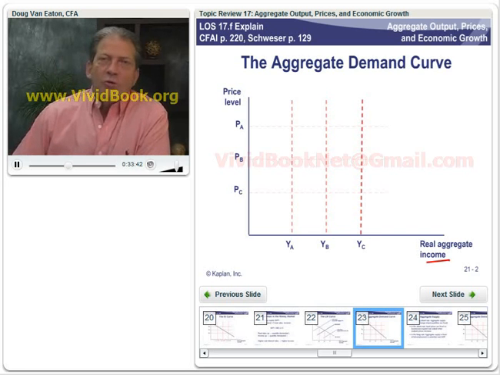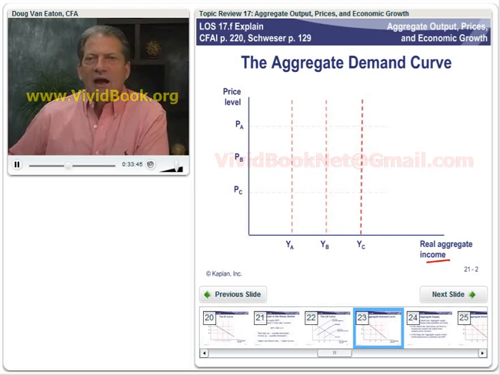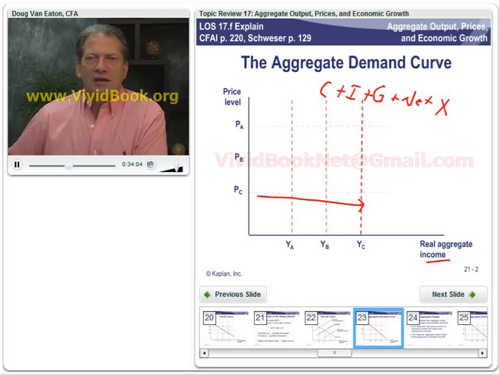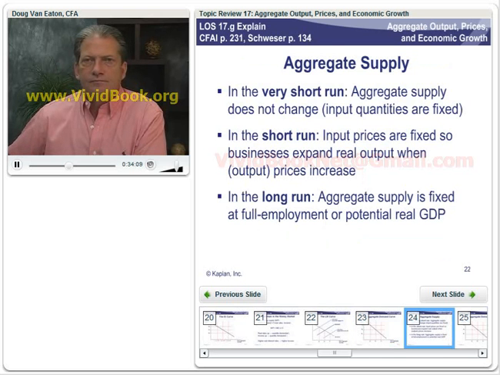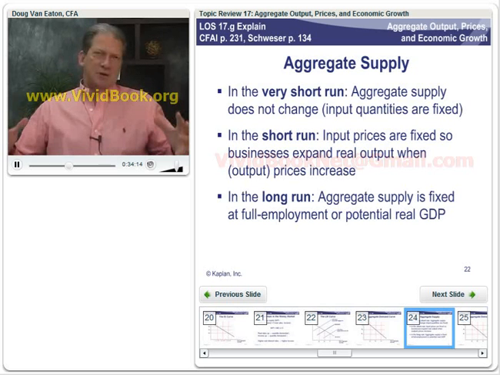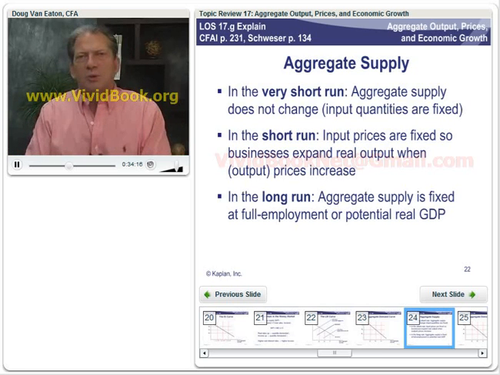And this is what we were really after anyway, a downward sloping aggregate demand that says, at lower price levels, aggregate demand rises. And what's aggregate demand? Well, C plus I plus G, government spending, plus net exports. That's what we've plotted here. So now we've got an aggregate demand curve for the whole economy. Now we need an aggregate supply curve.